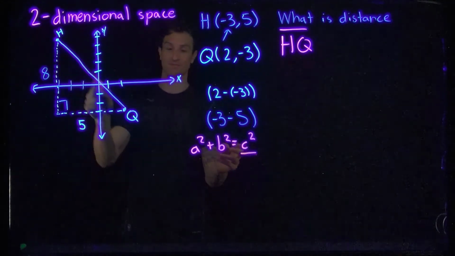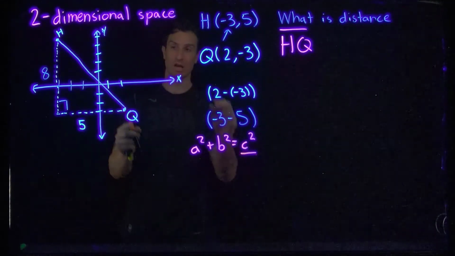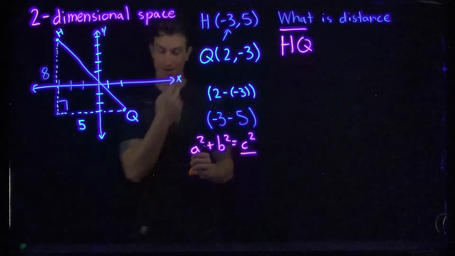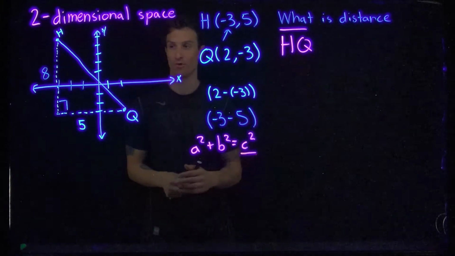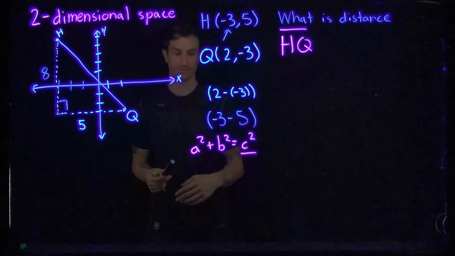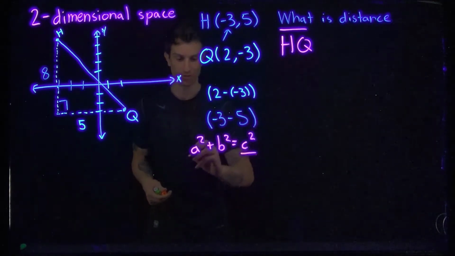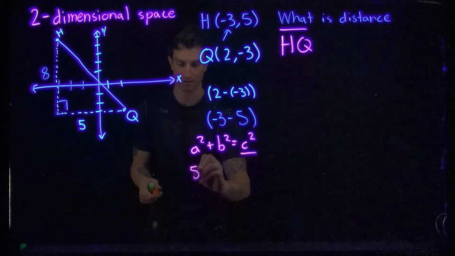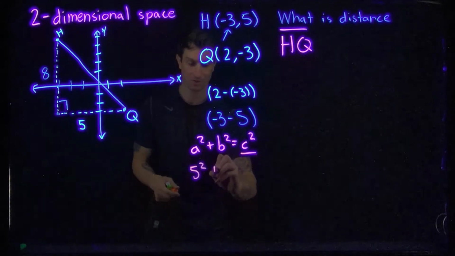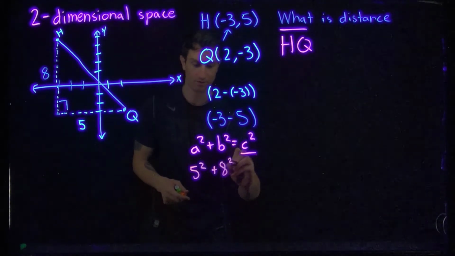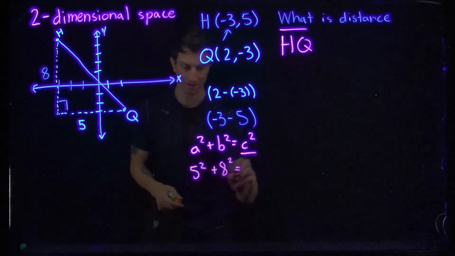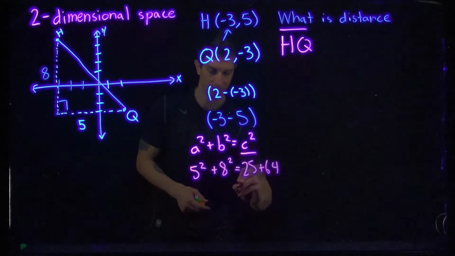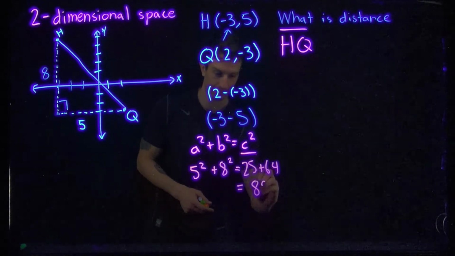To actually find the value of c, which is the hypotenuse, we'll need to take the square root. But let's first just solve for c squared, and then I'll give us the nice formula that goes along with this. We have a squared, which is 5 squared, plus 8 squared, which is equal to, let's do the math, 25 plus 64, which is equal to 89.